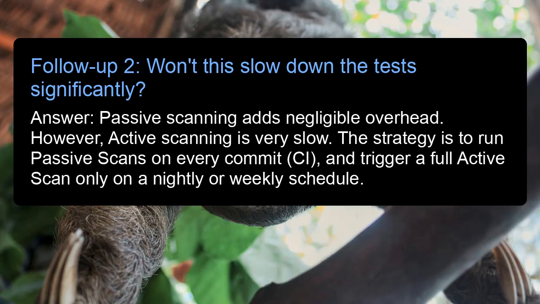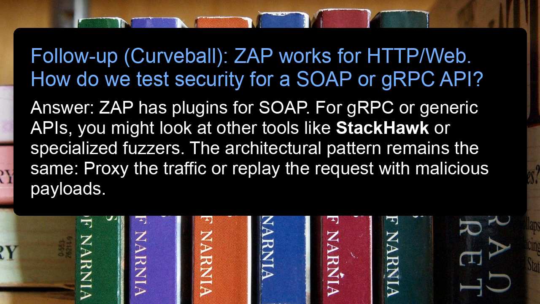Follow-up 2. Won't this slow down the tests significantly? Answer: passive scanning adds negligible overhead. However, active scanning is very slow. The strategy is to run passive scans on every commit (CI) and trigger a full active scan only on a nightly or weekly schedule.